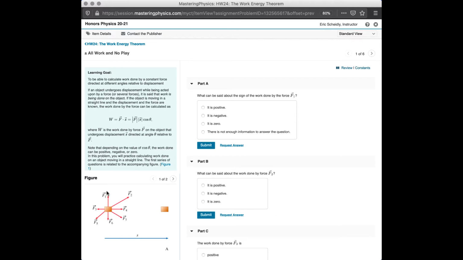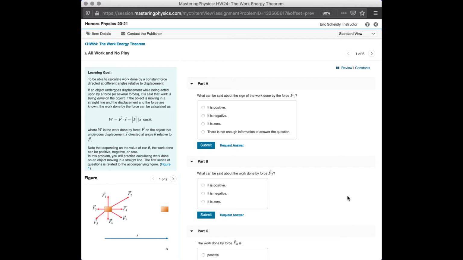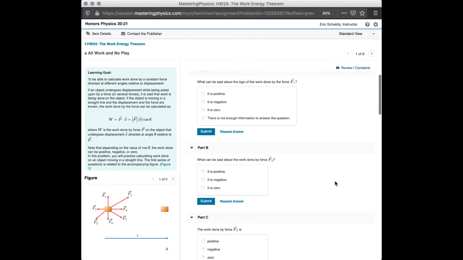Well, here's the force F1. It's the one on the top here. It points upward. When the displacement is to the right, that means that the force F1 is perpendicular to the displacement, and therefore it does no work. So I suppose I would answer it is 0 because there's no work done.